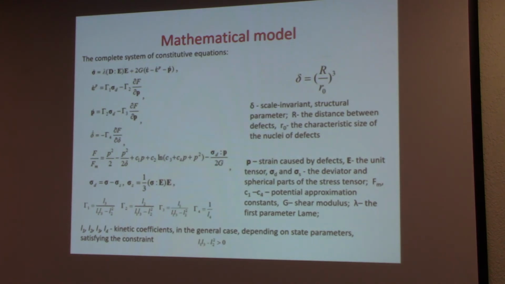So with my colleagues, we formulated a mathematical model to describe that. And here is the constitutive equation. This is a parameter which can be obtained from the static experiments, fatigue experiments, and dynamic ones. And here is a scale-invariant structural parameter, which is the ratio of the characteristic size of the nucleating defect and the distance between these defects. And when this parameter goes to 0, it's supposed that our structure is going to fracture.